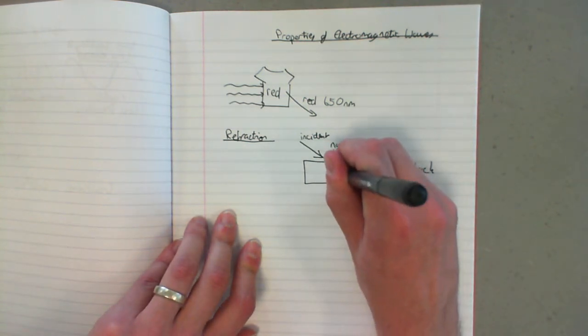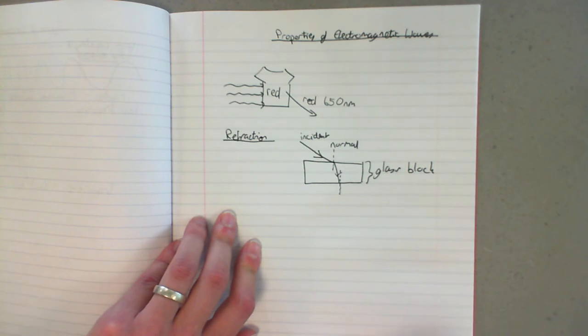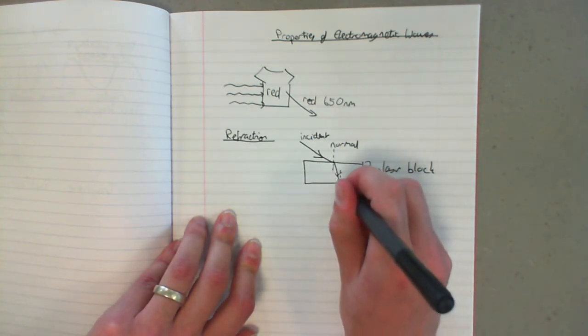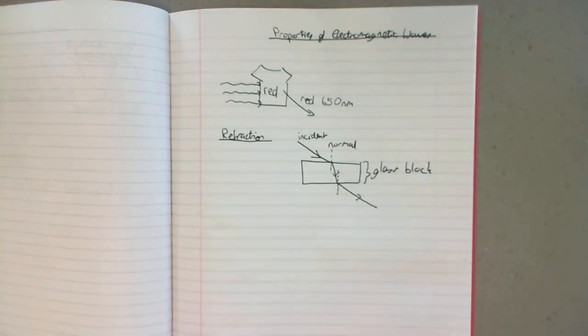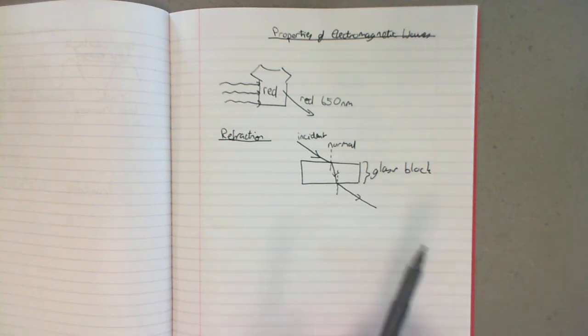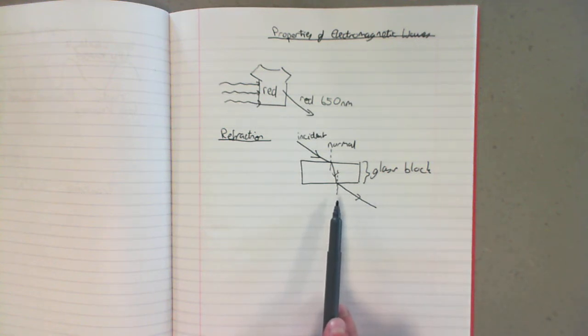And as it leaves the glass block, I've drawn another normal, it speeds back up because it's going into air. So when it leaves the glass block, it goes away from the normal, so it's refraction again. So refraction is a wave speeding up or slowing down, therefore it changes direction. Anytime a wave changes direction, it's because it's changing speed. So this is called a ray diagram of refraction.